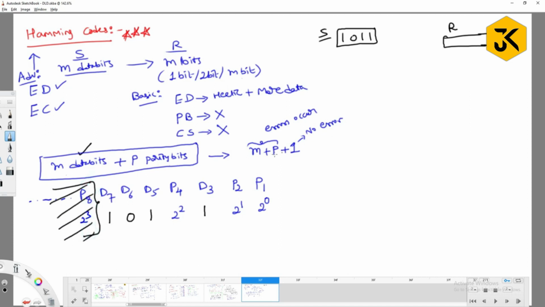Meaning that in order to represent M data bits, you require P parity bits. What does the P represent? P represents the powers of 2.